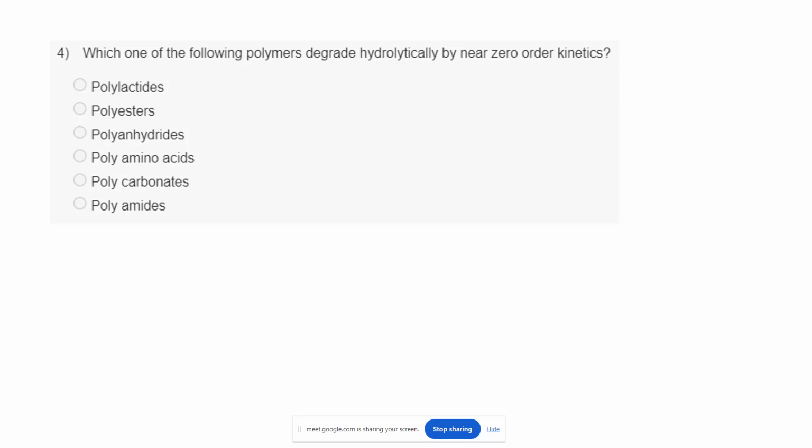Here is the next question. Which one of the following polymers degrade hydrolytically by near zero order kinetics? Polylactides, polyesters, polyanhydrides, polyamino acids, polycarbonates, or polyamides? Polyesters. Okay. Polyanhydride. Polyanhydrides, okay.